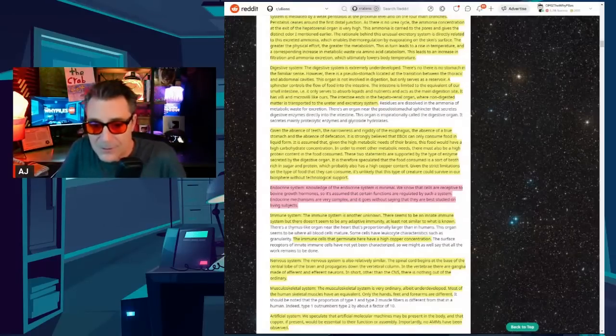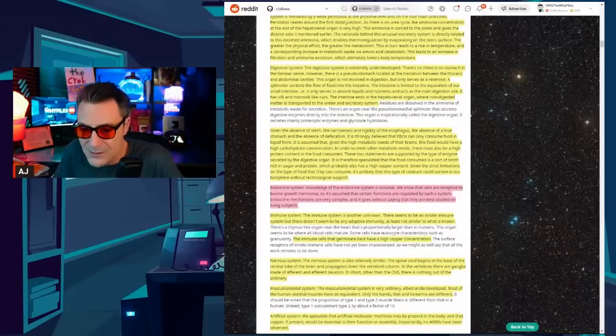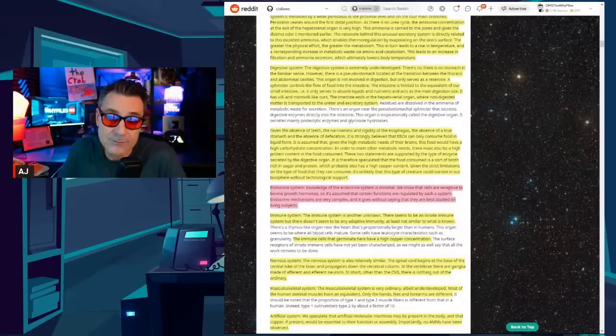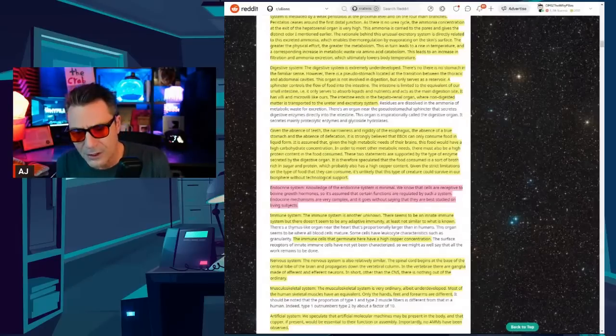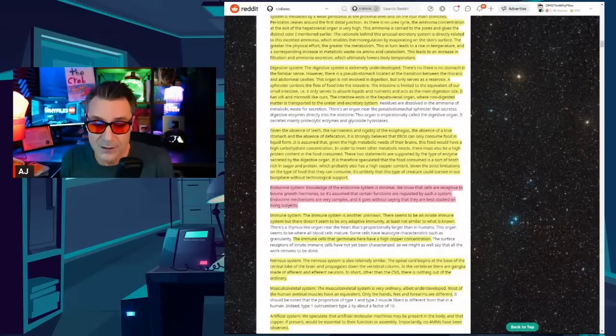So the EBO's liquid form, it's assumed that given the high metabolic needs of their brains, this food would have a high carbohydrate concentration. In order to meet other metabolic needs, there must also be a high protein content in the food consumed. These two statements are supported by the type of enzyme secreted by the digestive organ. It is therefore speculated that the food consumed is a sort of broth rich in sugar and protein, which probably also has high copper content. So something rich in sugar and protein, that would be ice cream, wouldn't it? It probably also has a high copper content.